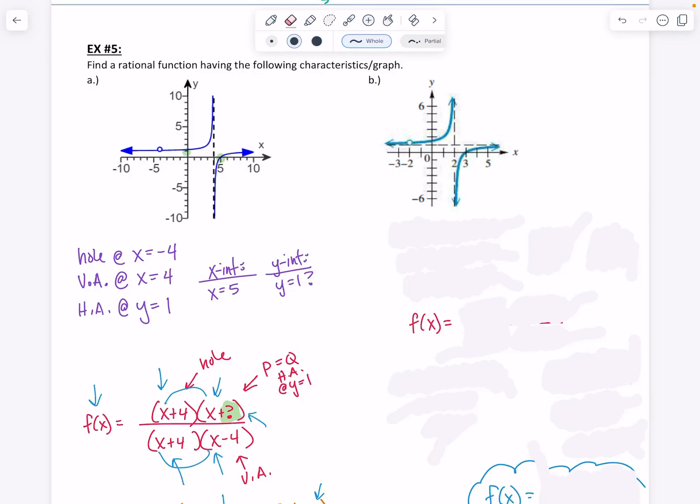All right, here's example number 5b. Hopefully you paused the video after doing example 5a and you tried this one on your own, kind of comparing it with the example that we just did. Hopefully you picked out the important characteristics of this graph.